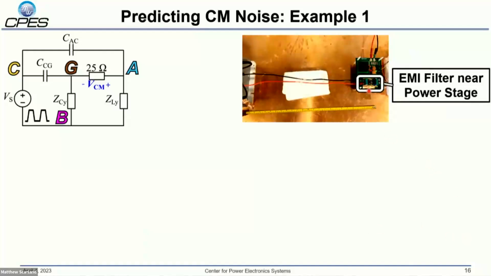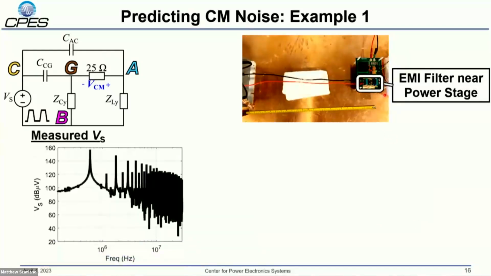First, we'll predict the noise with the filter in its typical position next to the power stage. The noise source for the converter and for our noise model is the switching voltage of the power stage. And here's the measured switching voltage in the frequency domain. We applied the FFT to the actual switching voltage of our converter.